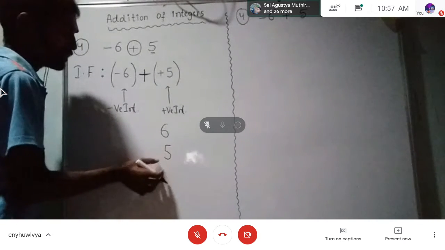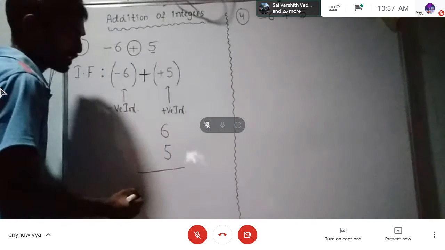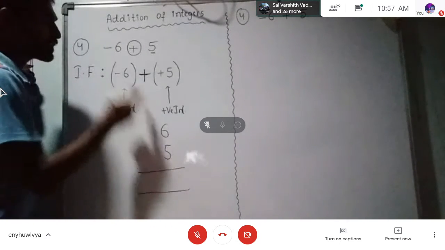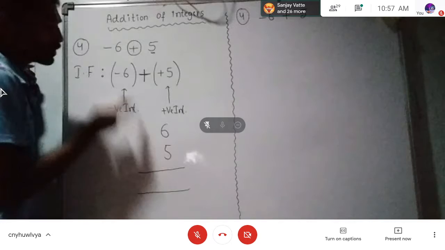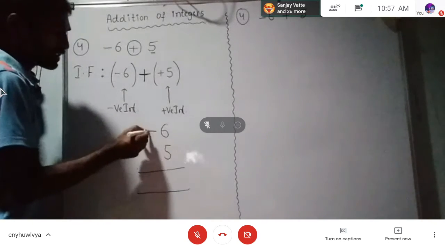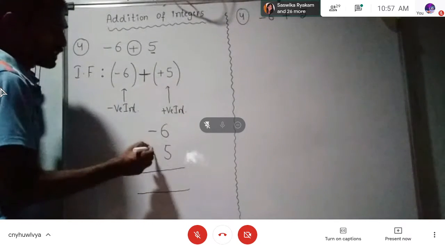After that you leave some space and then you draw these lines. Next we should write the signs. The sign of 6 we should write. What is the sign of 6? Minus. What is the sign of 5? It is plus.